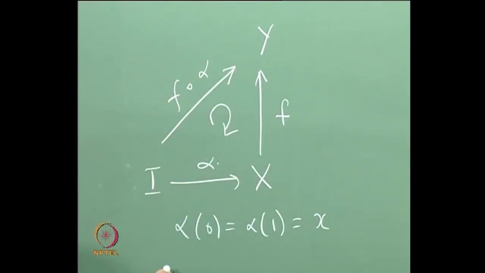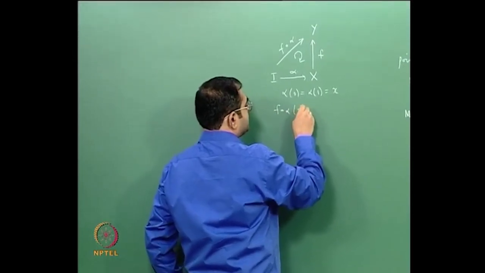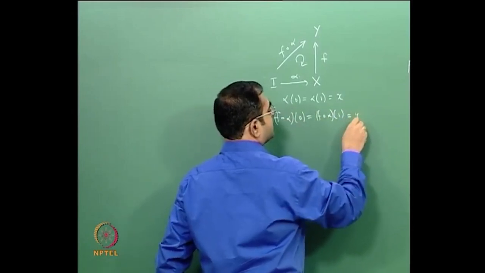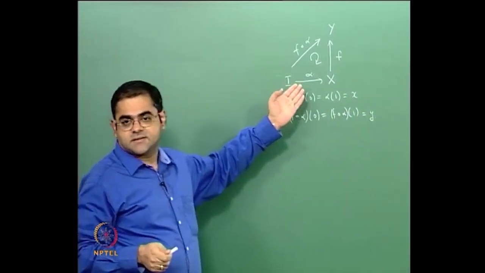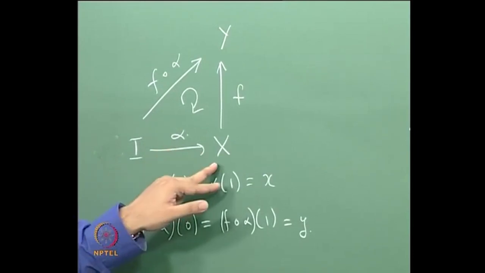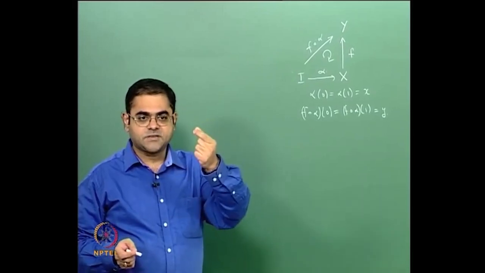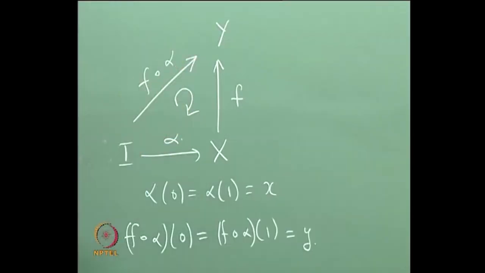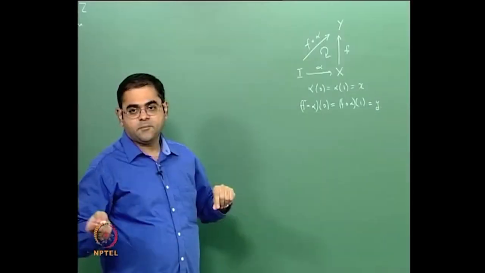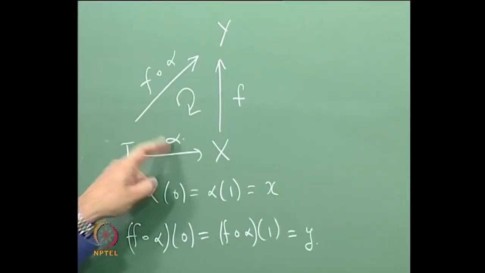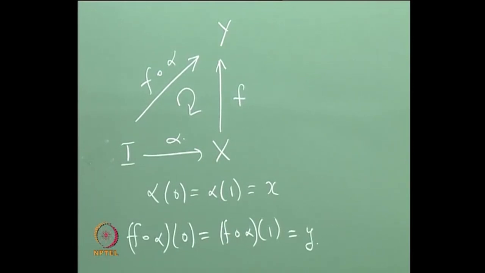So you can see that f circle alpha at 0 will be the same as f circle alpha at 1, and it will be equal to y. So this is the obvious way in which, given a loop on X based at the point small x, I am able to get, by composition with f, a loop on capital Y based at small y. And with a little bit of work you can prove that if alpha is changed up to homotopy, then f circle alpha will also change up to homotopy.